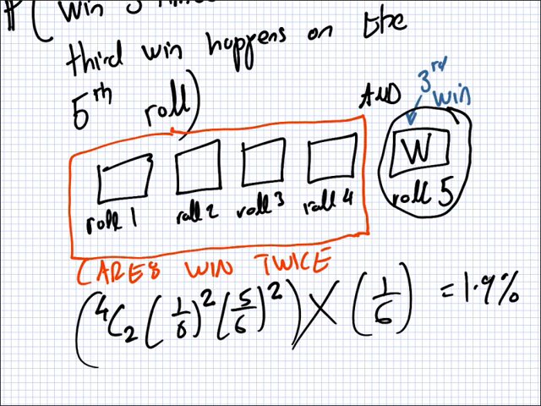The reason it's quite small is because you've put a lot of restrictions on what you want. You want 3 wins. Not only do you want 3 wins, you want the third win to happen on the 5th go. And not only that, getting a win is quite unlikely to begin with because it's a 1 in 6 chance when you roll a die. So that's why it's quite small here, only 1.9% chance.